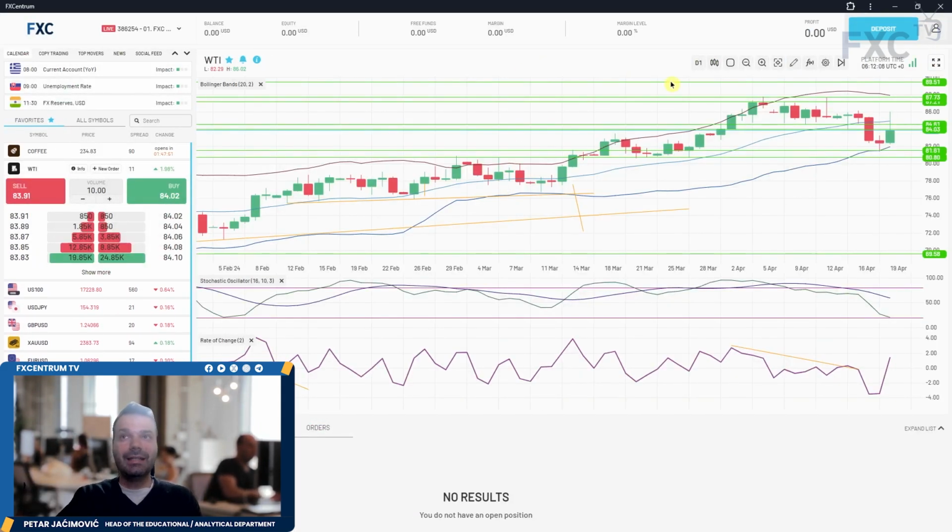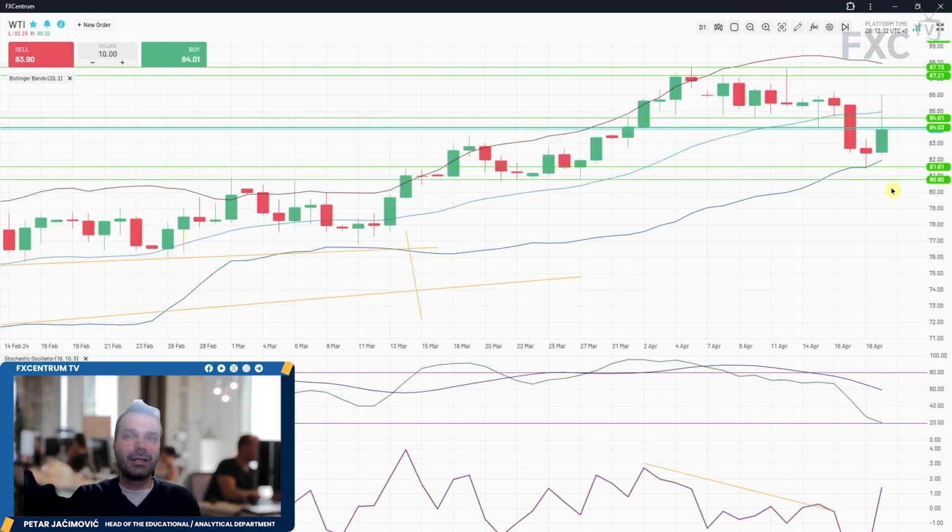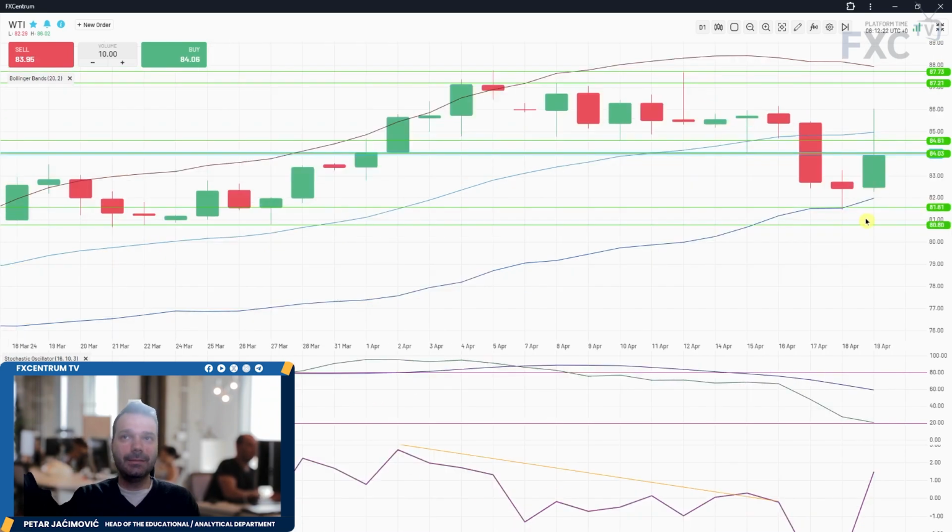On WTI, what we had is a rejection of our support. So as you can see, market fitted exactly into our downside objective based on this mini downside breakout here from 2 days ago. And that 81.60 mark was the key. As you can see, there was a rejection exactly from that level.